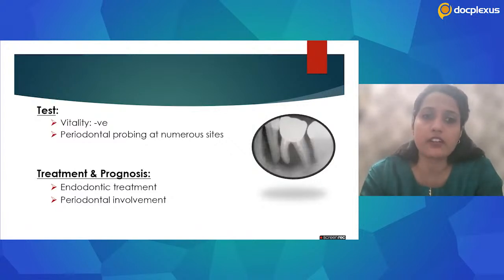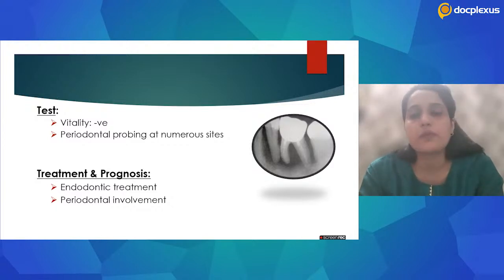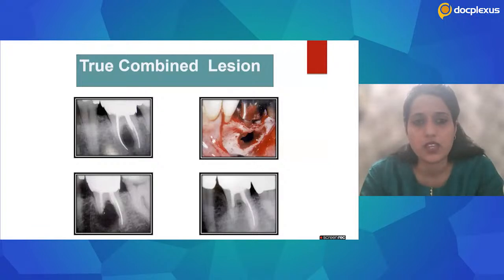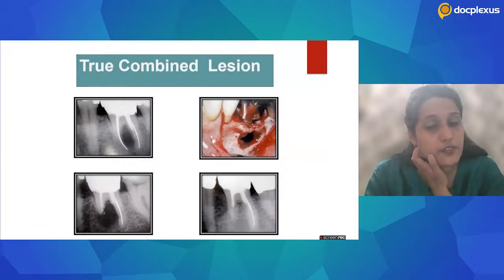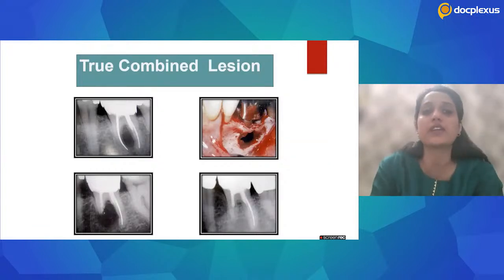Vitality test will be negative. Periodontal probing will be present at numerous sites. Treatment will be endo and perio both simultaneously. Now this is a radiograph. These are photographs and radiographs showing combined lesions.